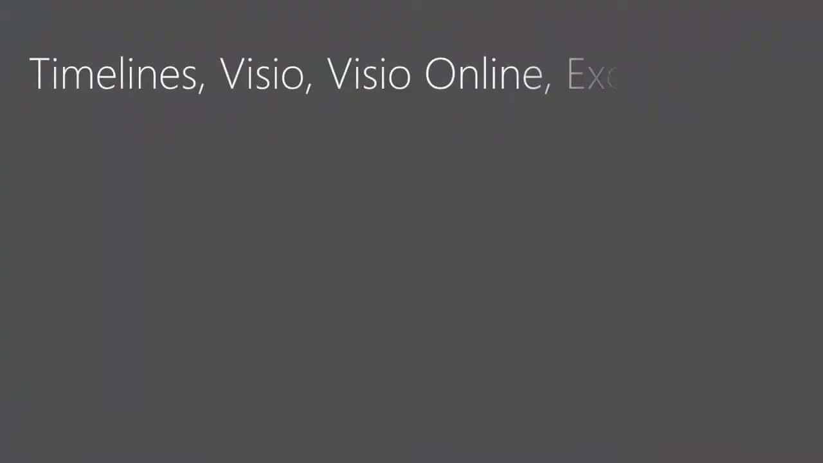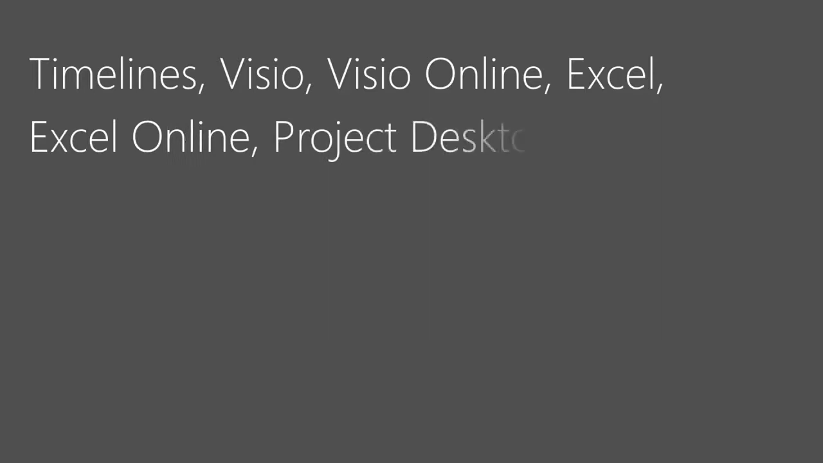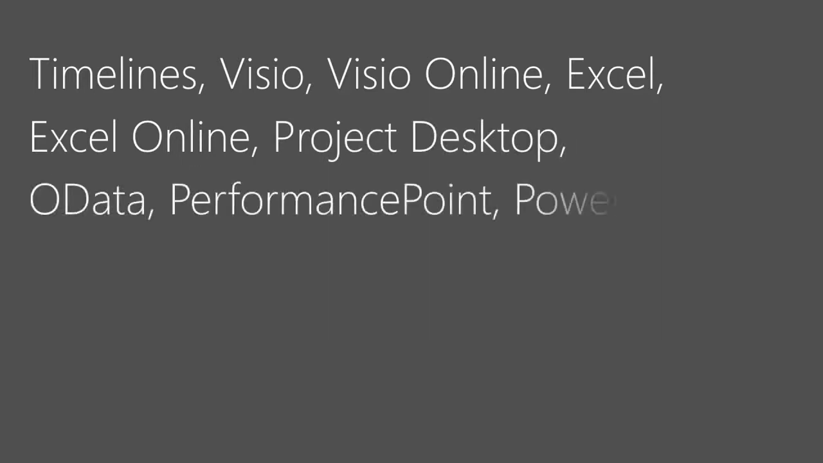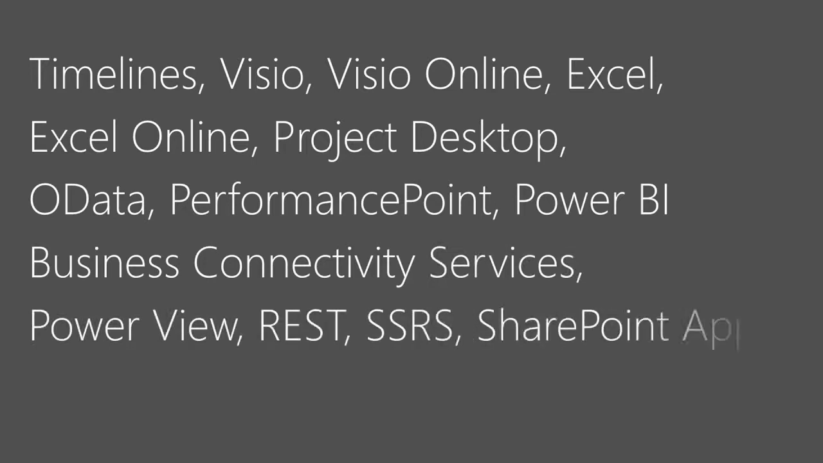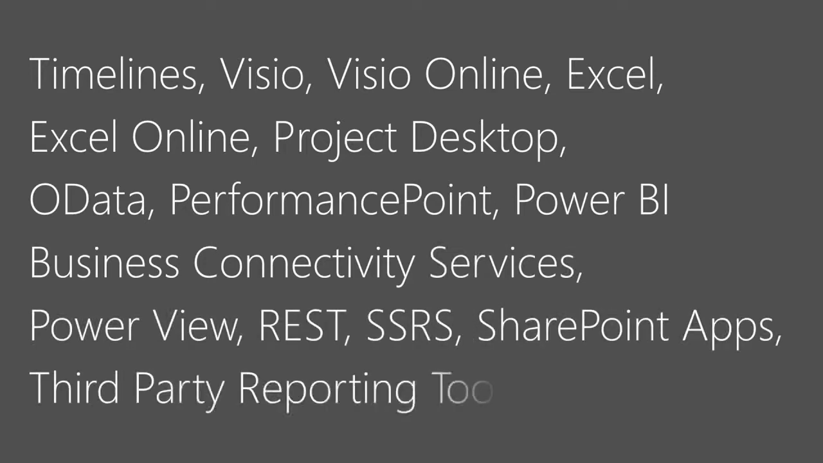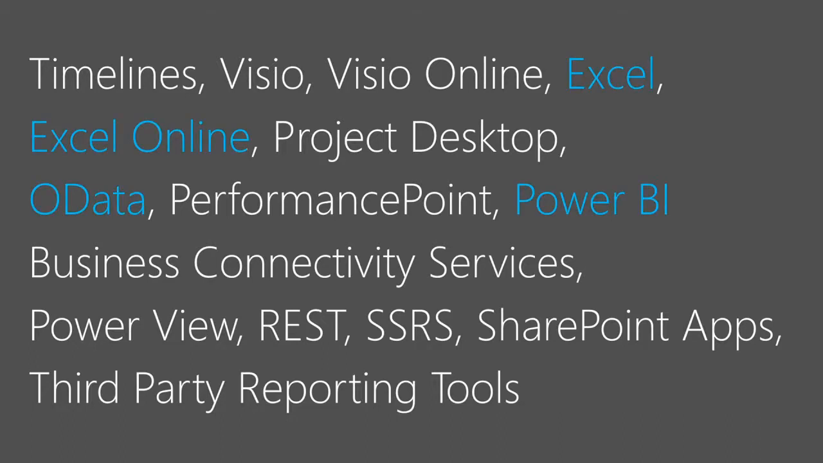So we know that there are a wide array of reporting tools available for you. When you start thinking about pulling data out of Project Server and Project Online, you could look at Timelines, Visio, Excel Online, OData. Probably every one of these could warrant their very own session here at MS Ignite, maybe even multiple sessions. But today we've tried to pare it down to a couple of the most important tools that we think you would like to use at your disposal to extract data from Project.